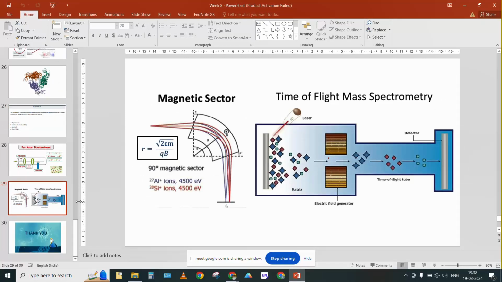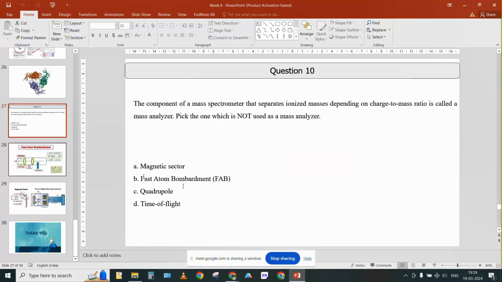A magnetic sector mass analyzer separates ions based on their mass to charge ratio, m by z, by passing them through a magnetic field. The degree of deflection of the ions depends on their mass to charge ratio, allowing for separation and detection. Magnetic sector mass analyzers are commonly used in magnetic sector mass spectrometers. Okay, and the other option is fast atom bombardment.